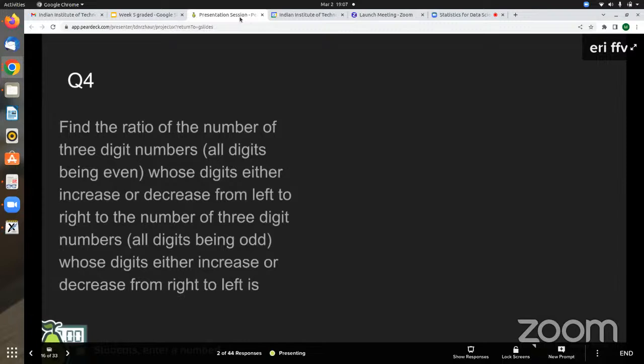I did not understand the question. Can we consider 0 as an even number? Can somebody explain what I have to do here? I did not understand the question.